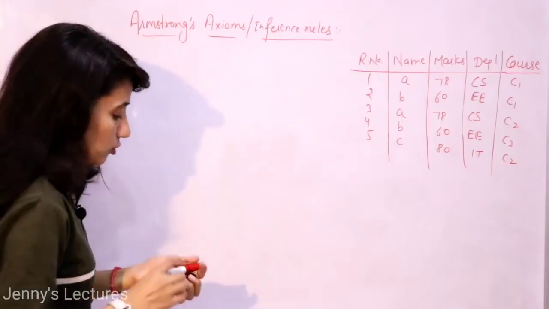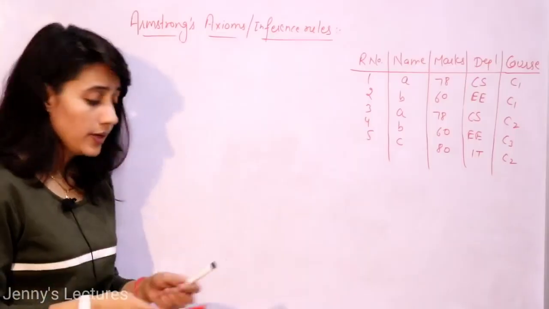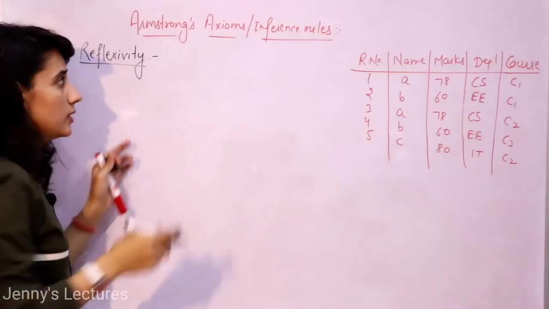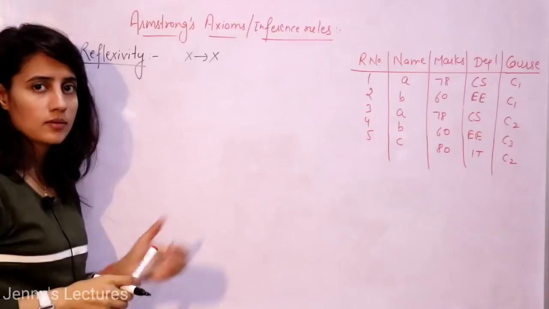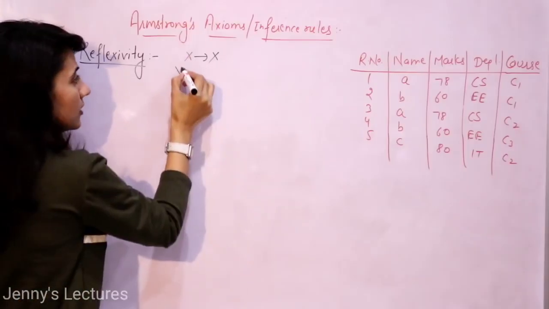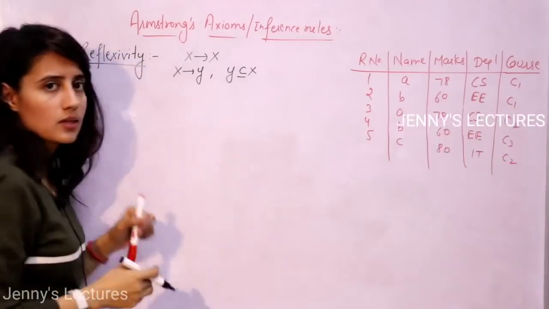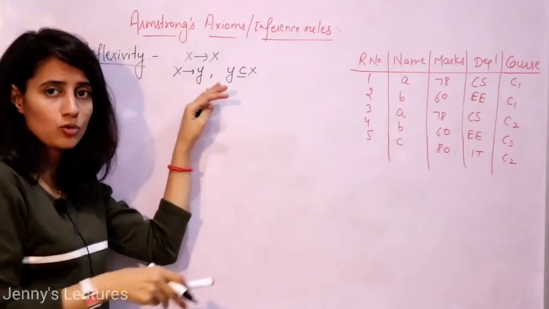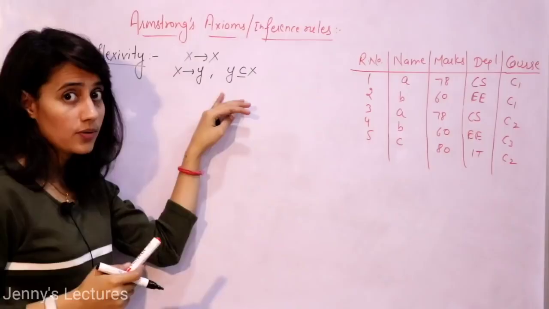Mainly 6 or 7 rules are there. 3 are primary rules and 4 are secondary rules, right? So the first one is reflexivity. Now what is this rule? See, X determines X, meaning any attribute or set of attributes will determine itself, right? Or you can say X determines Y, where Y is a subset of X. This is what the reflexivity rule is, and as we have discussed, this is also a trivial dependency, right?